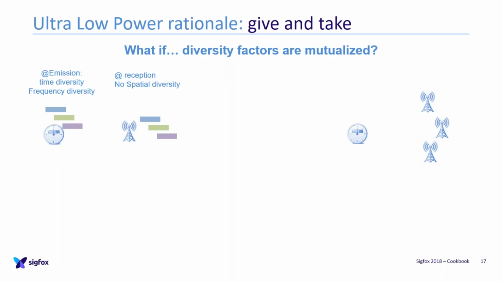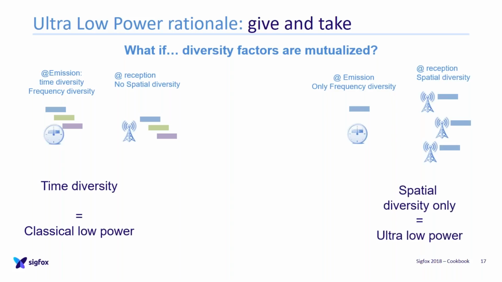Now, if I want to have a diversity of 3, I can try to do it based on the network contribution only and spare the energy inside the device. So in this case I have mutualized the diversity factors, and I spare the device contribution because it is endorsed by the network.